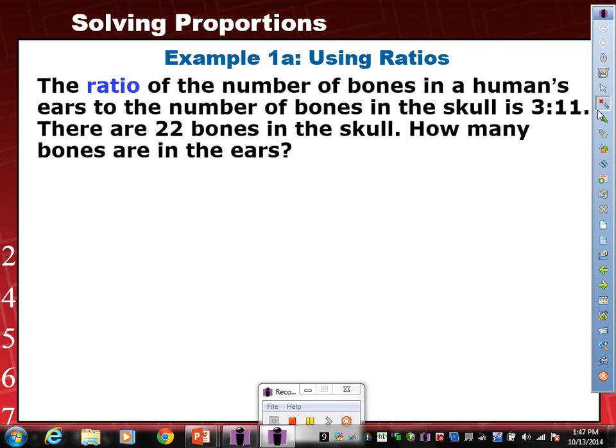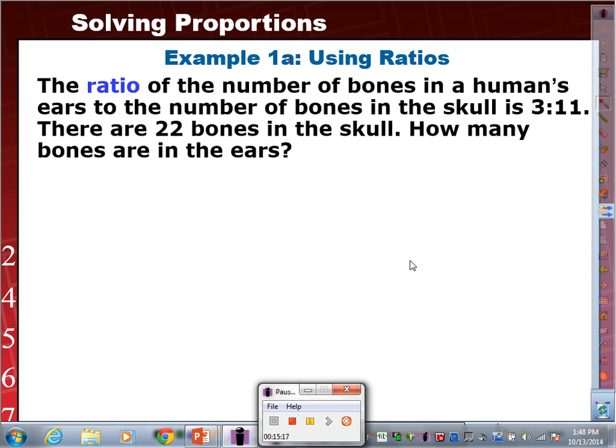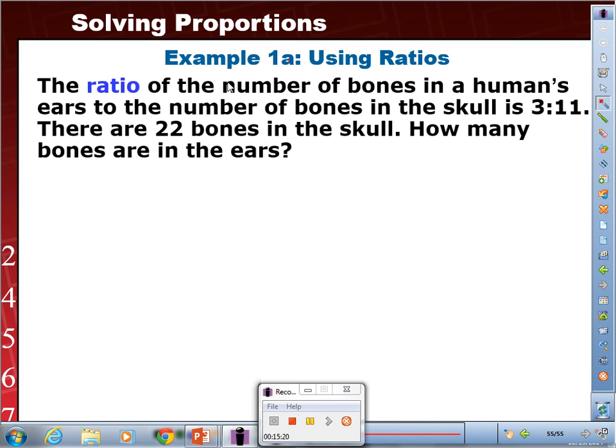So, copy this one down, please. Example 1A. The ratio of the number of bones in a human's ears to the number of bones in the skull is 3 to 11. There are 22 bones in the skull. How many bones are in the ears? Copy that, please. Just the black and blue text. Okay, here we go. The ratio of number of bones in a human's ears to the number of bones in the skull is 3 to 11. So they're giving us a ratio. But check this out. This is how you can distinguish which number or unit belongs to which.